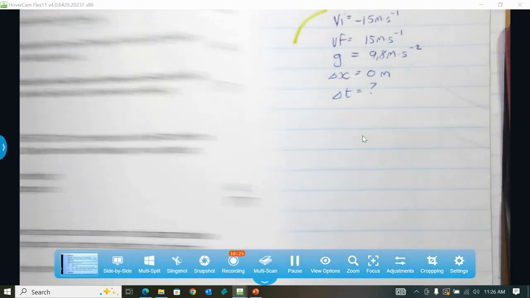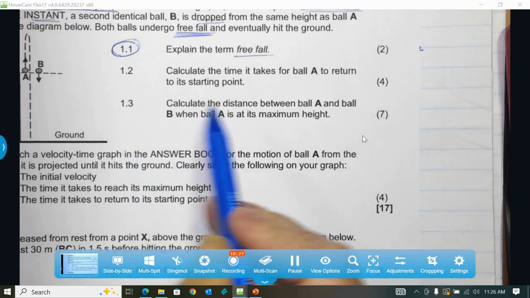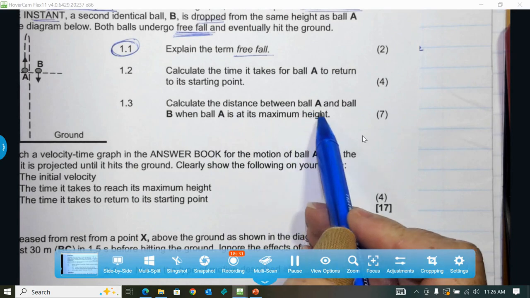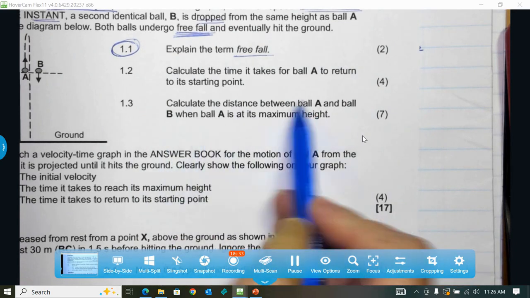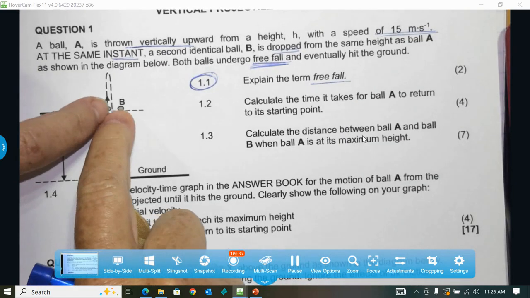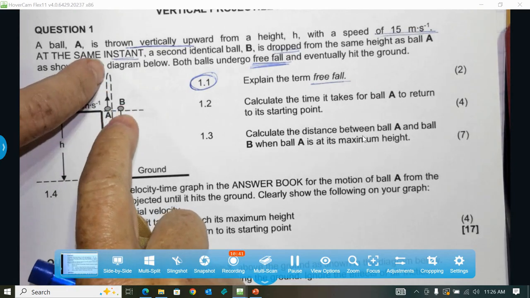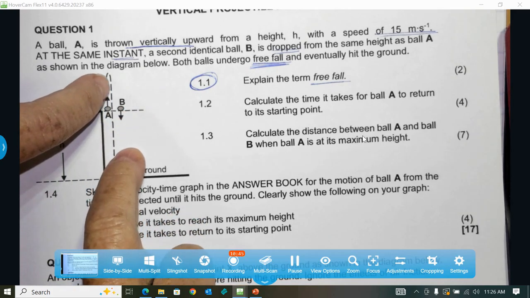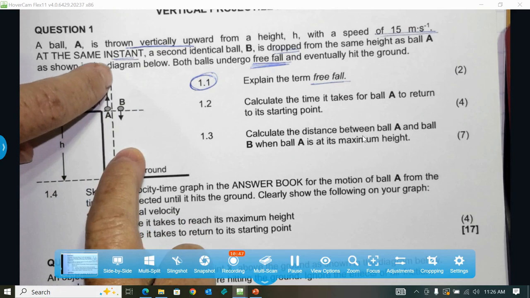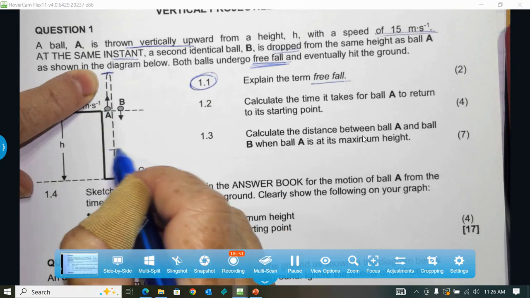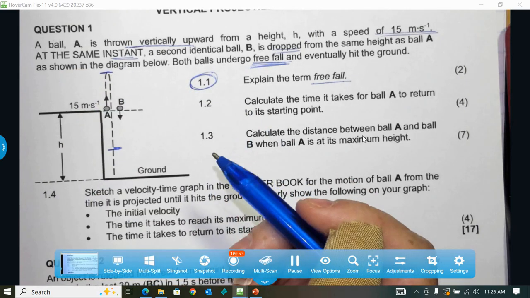Okay, the next question, 1.3. It says calculate the distance between ball A and B. So in other words, if I quickly try and do this, A is being thrown up, but as soon as it's being thrown up, B is being dropped. So they're doing this. They want to know by the time that A is at its maximum height, where along the line is B.